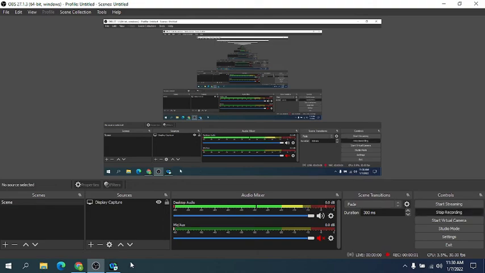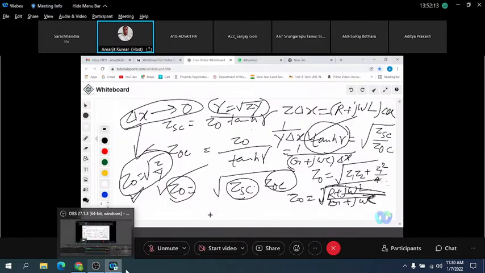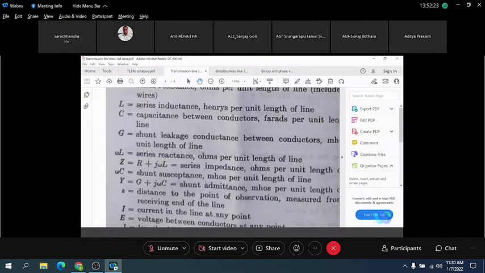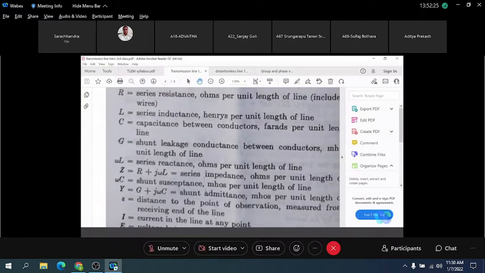The general solution of the transmission line. So how do we define these notations?